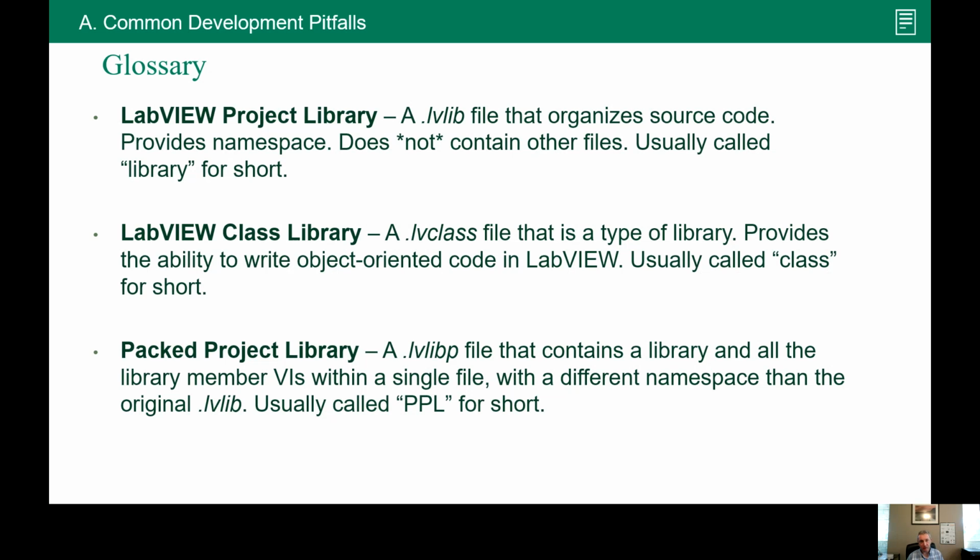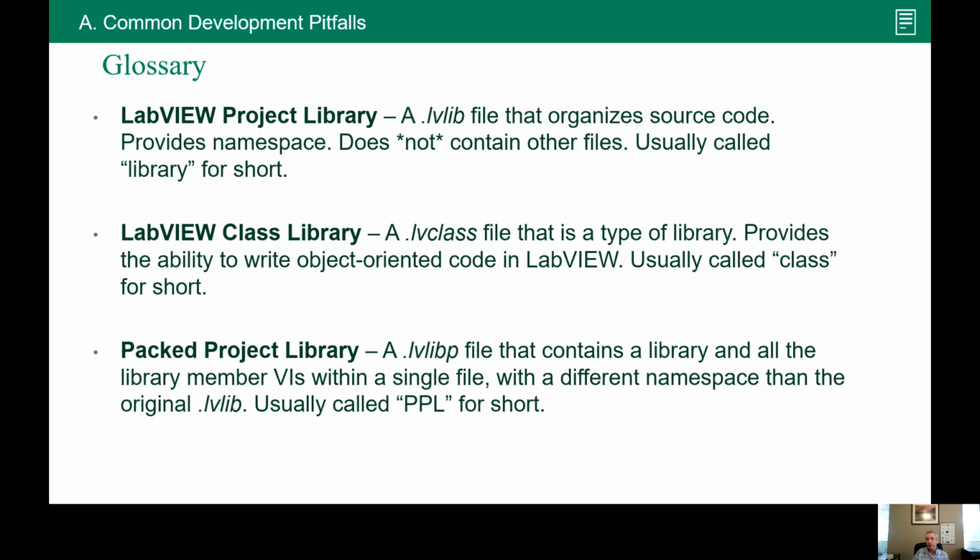And then there's the packed project library, an LVlibP file. Now, remember, an LVlib is a single file that does not contain the source code. An LVlibP is a single file that does contain the source code. It's basically a build output in LabVIEW where you can point LabVIEW to an LVlib and say, turn this into an LVlibP for me. And it will be a single file with a .lvlibp extension. And within that file are all of the member VIs of that packed project library.